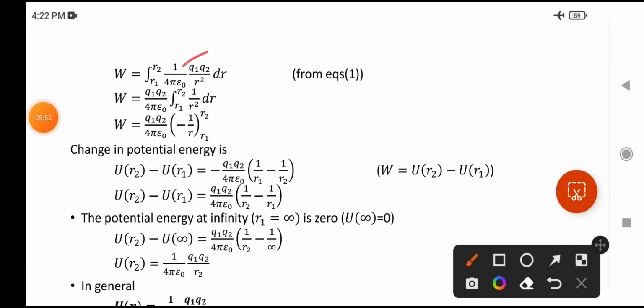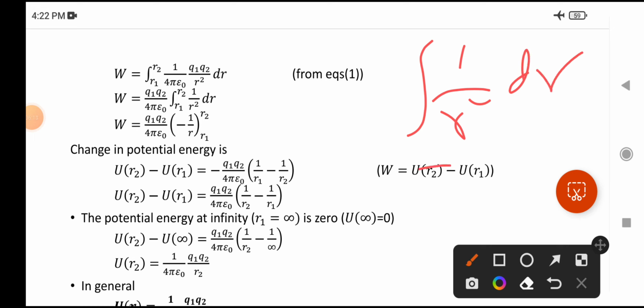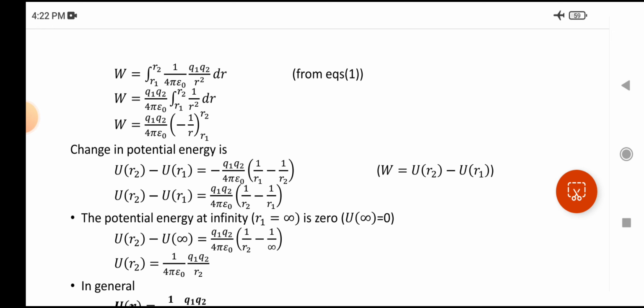The F value is substituted from equation 1, and we take the constant terms outside. The constants are q1, q2 and 4 pi epsilon naught. Then integrate 1 by r square with respect to dr. What do we get? Minus 1 by r. See, minus 1 by r is written, and the integration limits are r1 to r2.